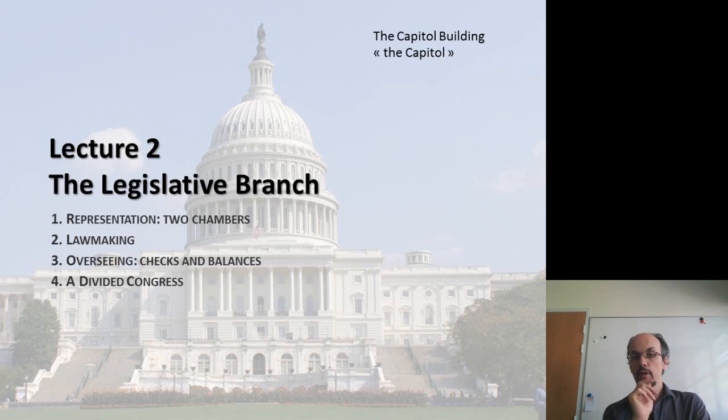Let me comment on the picture you're seeing in the background of the slide. This is a building which should be familiar if you visited the documents available on eCampus, and in particular the interactive map of Washington, D.C. So this is the Capitol building, Capitol Hill, the Capitol, the place where the US Congress works.